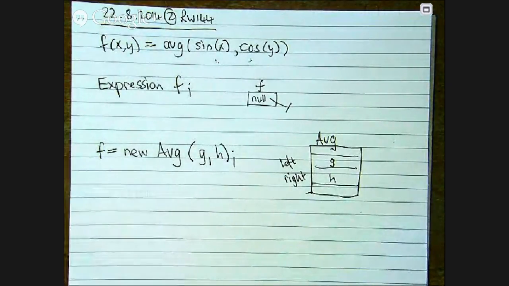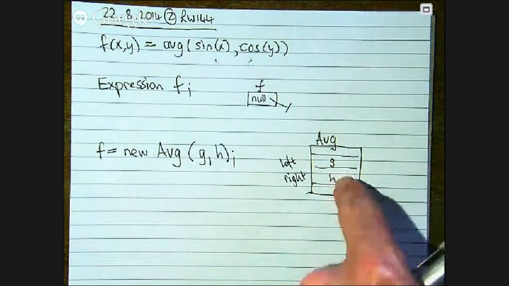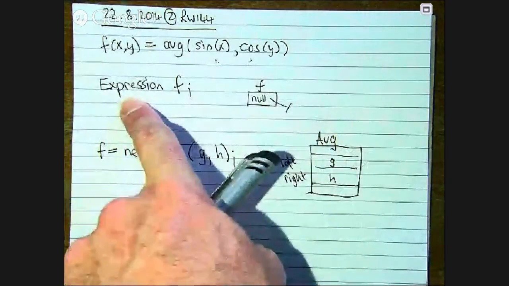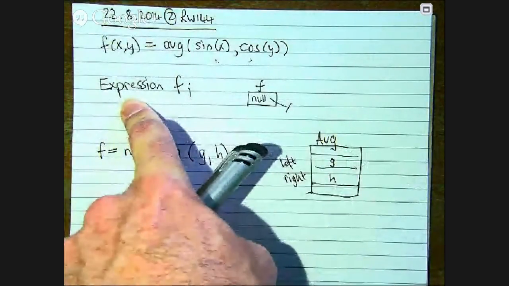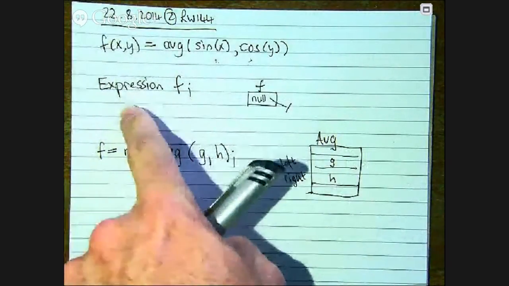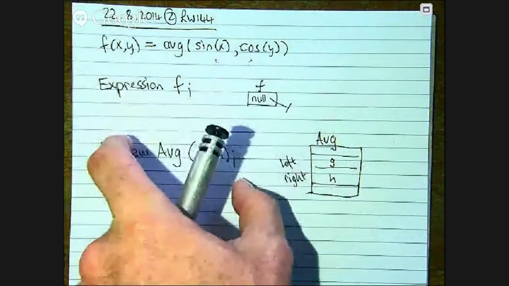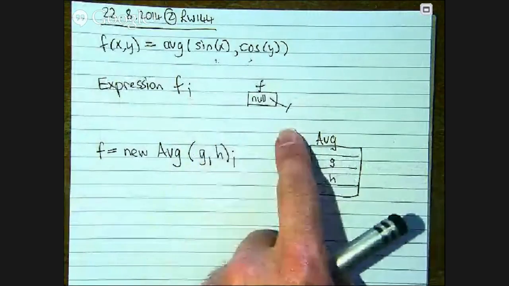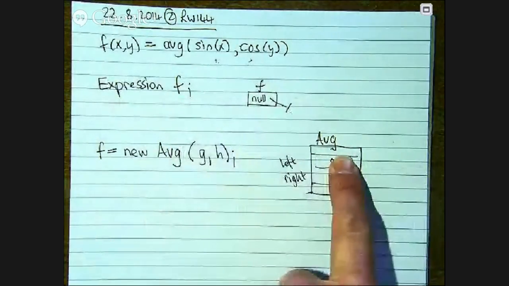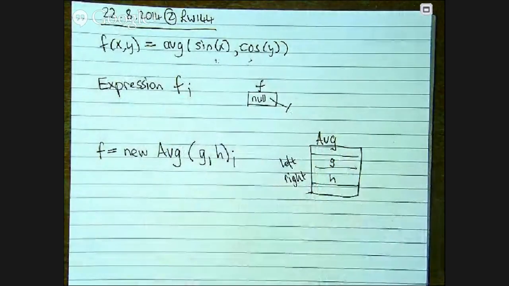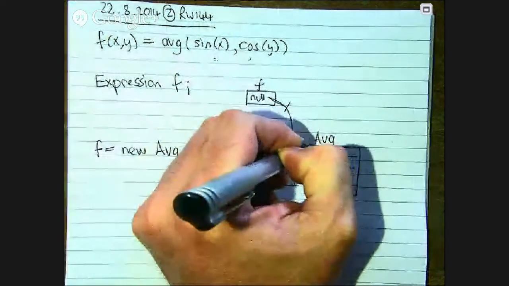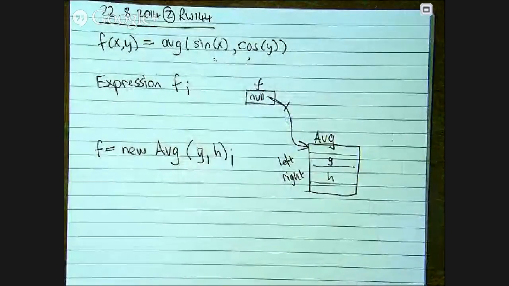But now we have an issue, because this is an instance of average, and F can store pointers to expressions. But we did this in class before. Average is a kind of expression. It inherited from expression. So it's fine for F to point to average, because an average is a kind of expression. Average extends expression. So F can point right here to this instance.